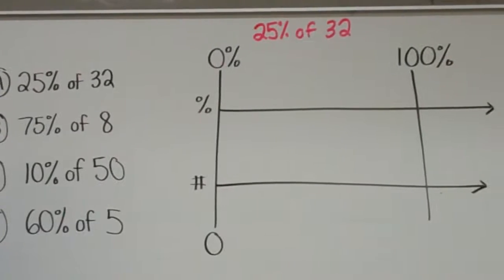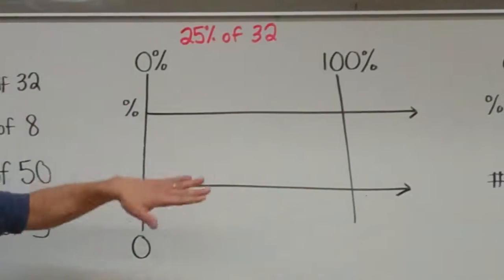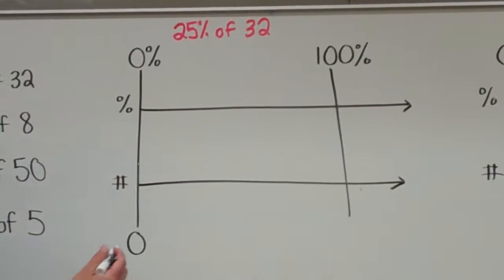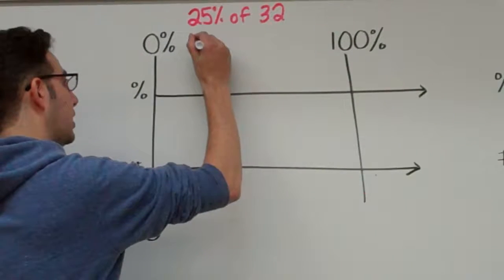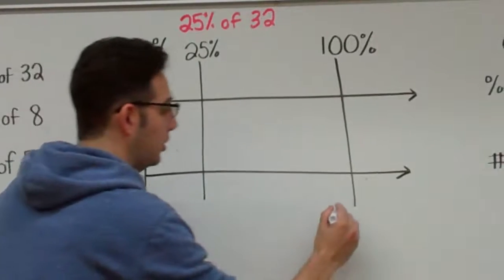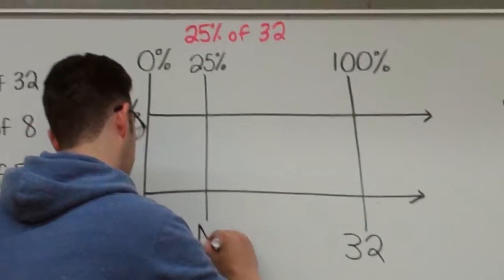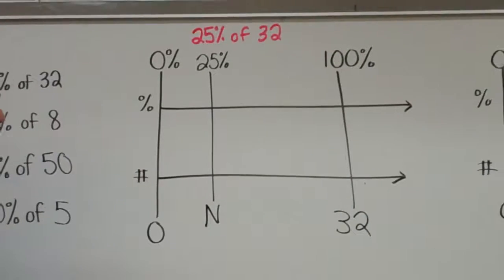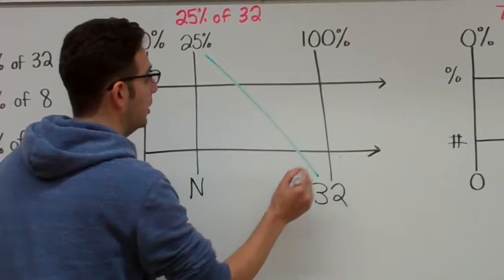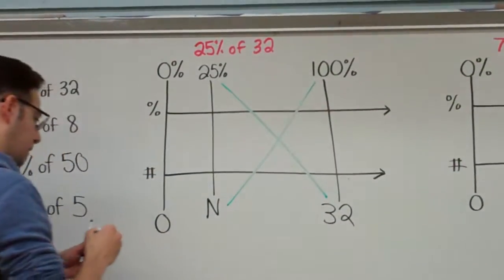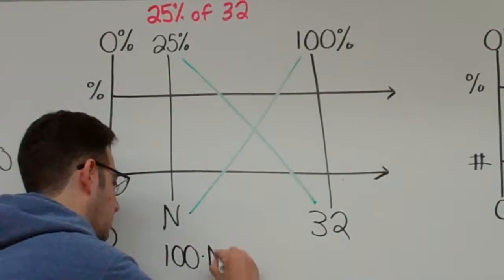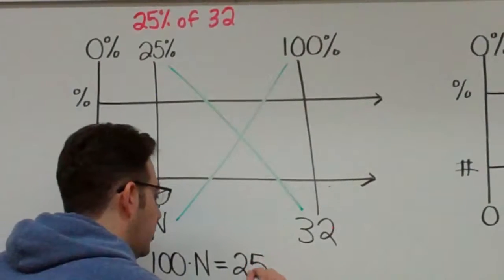Okay, if you are back, we're now going to go one by one, step by step. 25% of 32. The percent always goes on the top. 25% is about here. When it's saying of 32, that means 32 is your total. So we're solving for this. We are going to solve these problems. I know some people have a faster way, but we are going to use cross multiplication. This means 100 times n equals 25 times 32.